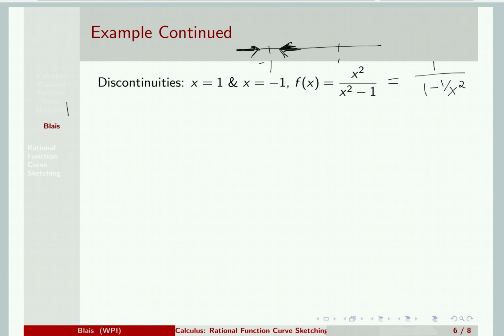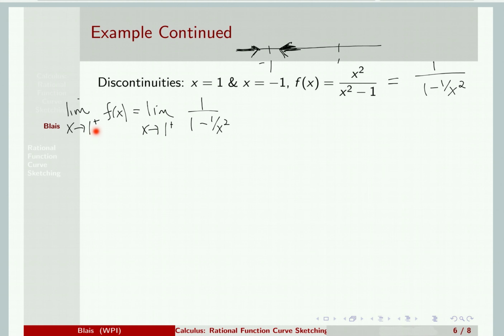So what's the limit as x approaches 1, say from the right of f of x? Well, that's the limit as x approaches 1 from the right of 1 over 1 minus 1 over x squared. And let's think about what's actually happening here. 1 over x squared, as x approaches 1, so x squared is approaching 1. So 1 over x squared is approaching 1.